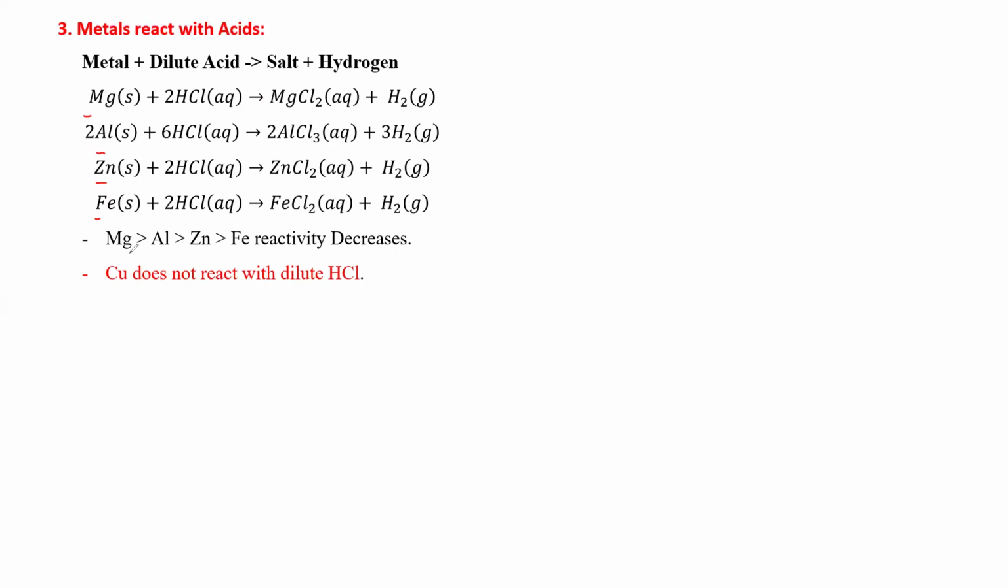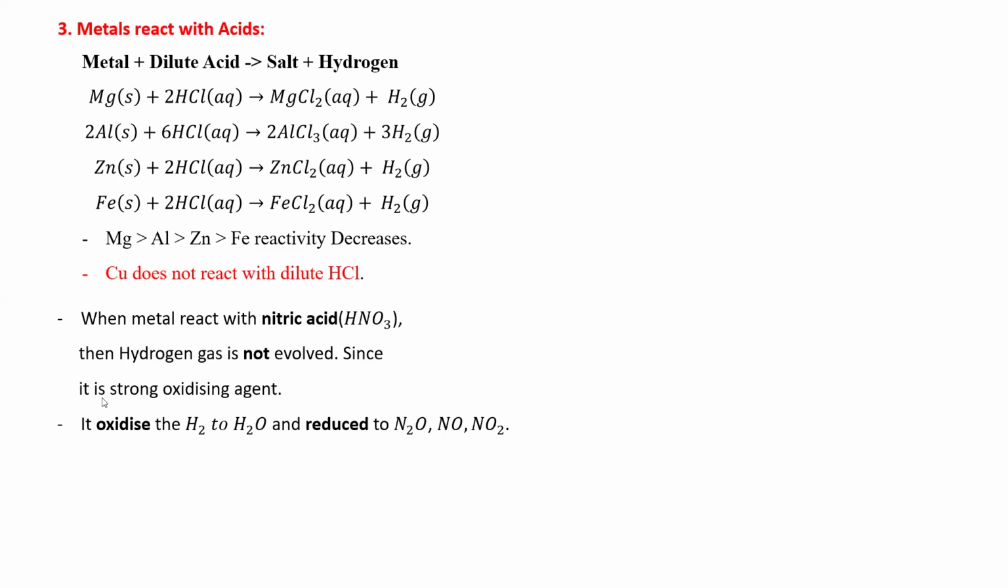So magnesium, aluminum, zinc and iron decrease in reactivity. Magnesium is more reactive compared to aluminum, aluminum is more reactive compared to zinc, and zinc is more reactive compared to iron in terms of the reactivity series. And copper does not react with dilute HCl since it is low in the reactivity series. So these things are very important here.